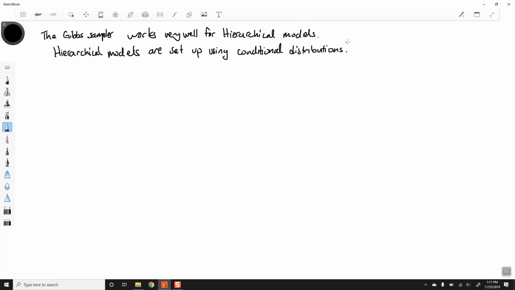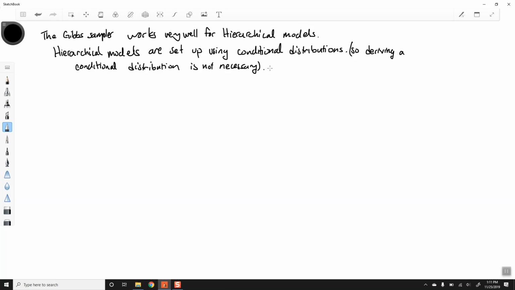Okay, so deriving a conditional distribution is not necessary. It's already been done.